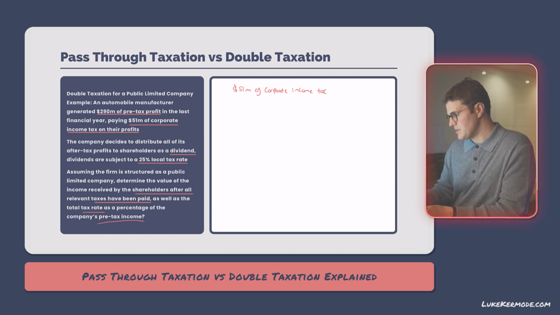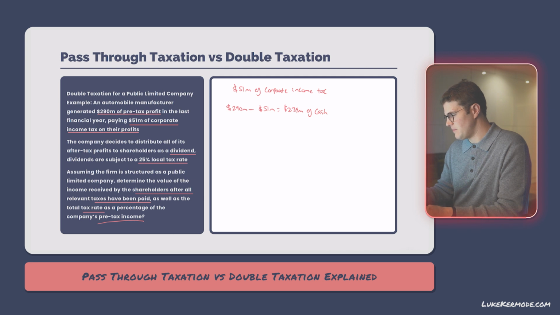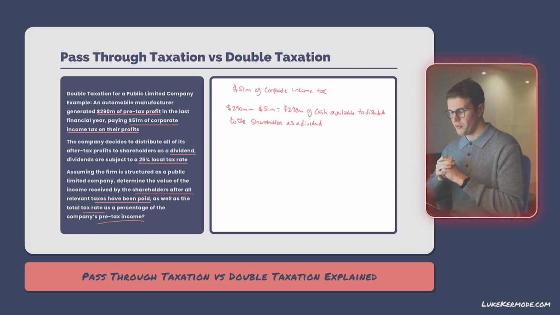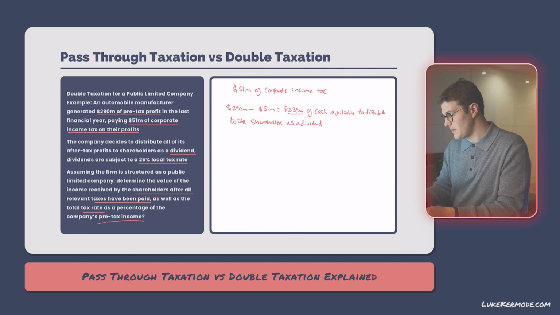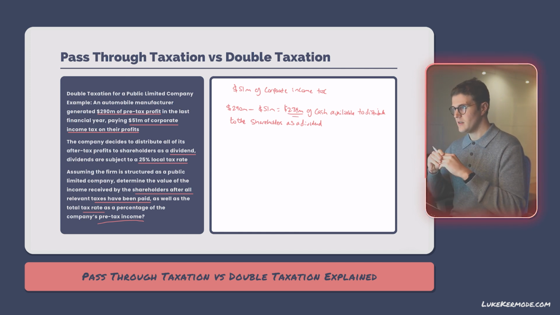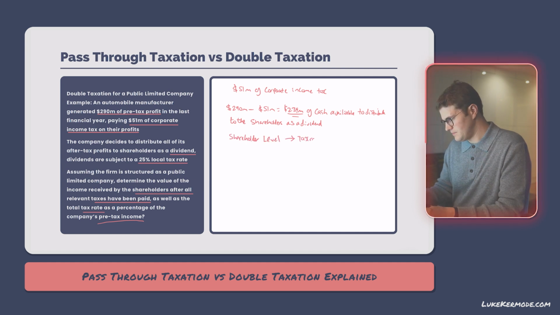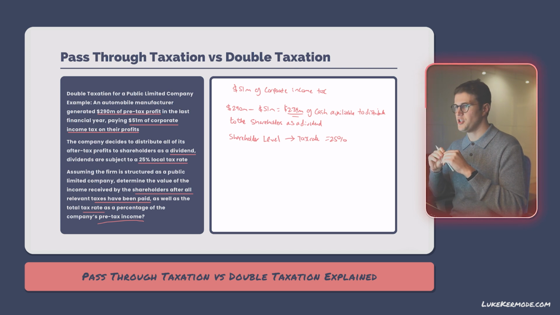So after the company has paid its corporate income tax, there will be 239 million of cash available to distribute to the shareholders. We know that 100% of the post-tax corporate profits will be available to be distributed to shareholders as a dividend. So that's 239 million of cash that's available. And we know that at the shareholder level, the tax rate equals 25%. So that's the dividend tax that needs to be paid by the shareholders.